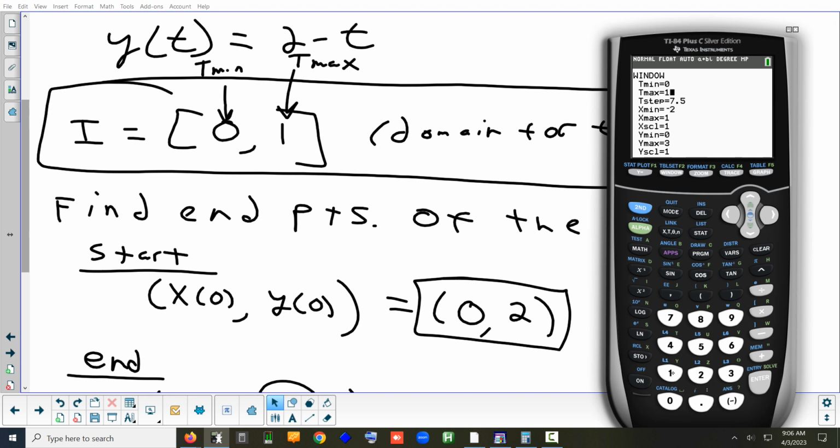Yes? How do you get it into parametric? You just press mode and then go to parametric. I don't have that. You don't have parametric under mode? Is it next to function? Is it under par? Oh, yours says par. I think so. Oh, that's what that means. Yes. Yeah. Never mind.